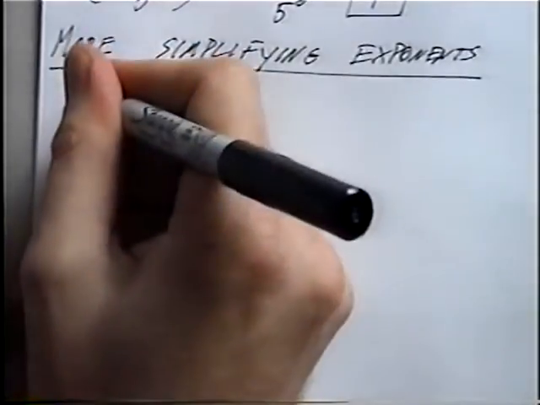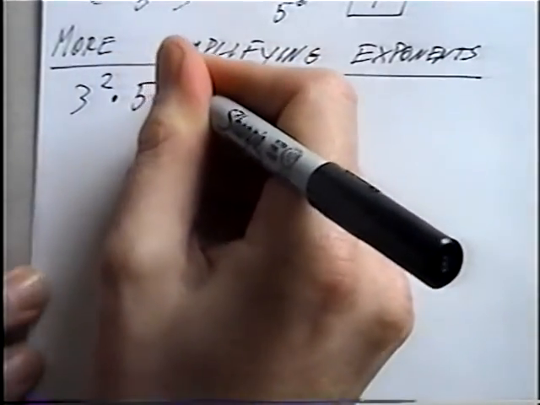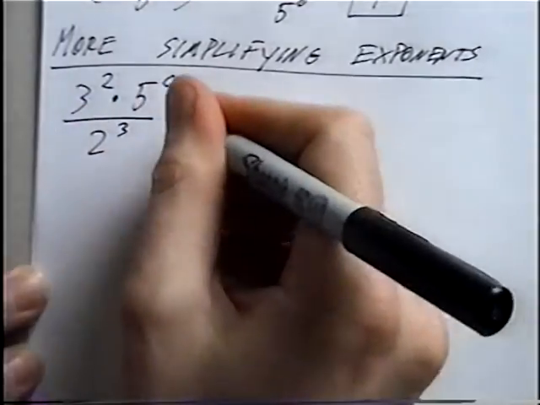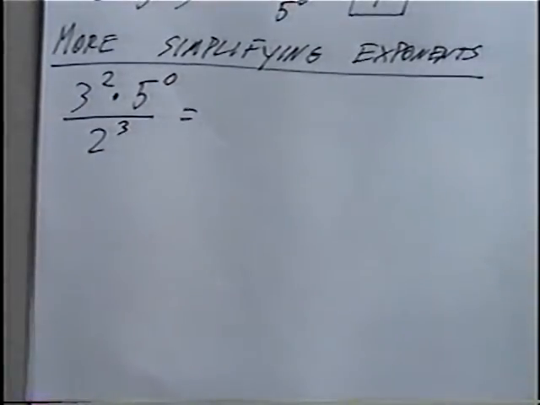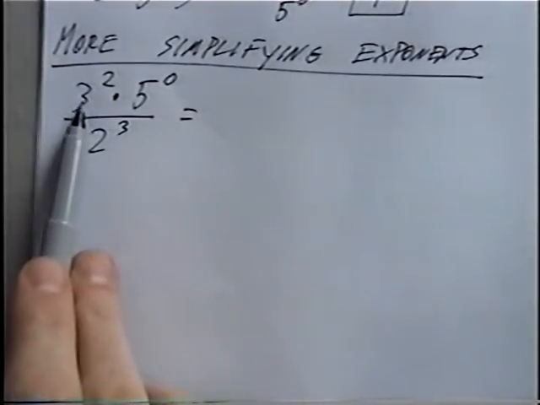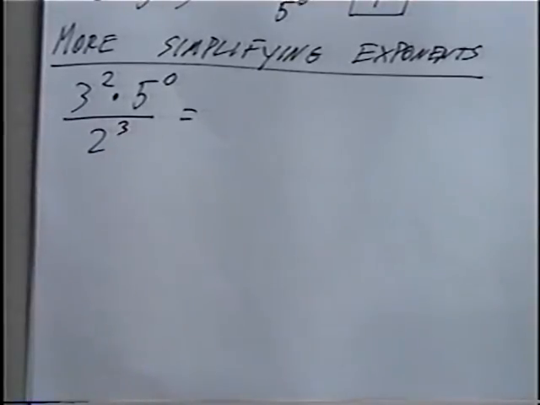Next problem is 3 to the second power times 5 to the 0 power over 2 to the third power. In this question, there's no parentheses, so we don't have to worry about distributing exponents. We just need to simplify each term with an exponent.